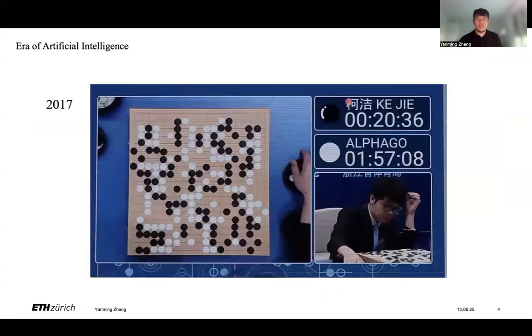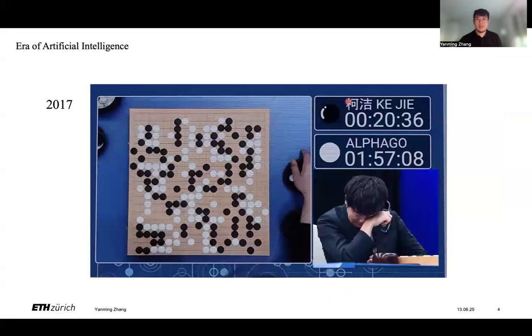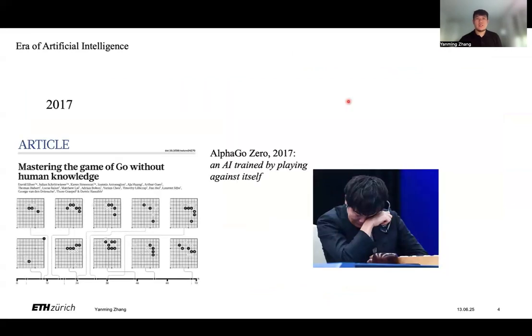One year later, Ke Jie, the number one human Go player at that time, was challenged by AlphaGo and he was defeated ruthlessly. And he was crying during the game. It was really a sad story. And this is because in that year, there was a new version of AlphaGo developed called AlphaGo Zero. Given its name, it learns from zero and is trained by playing against itself. So it seems that there's no need to learn from human knowledge anymore.